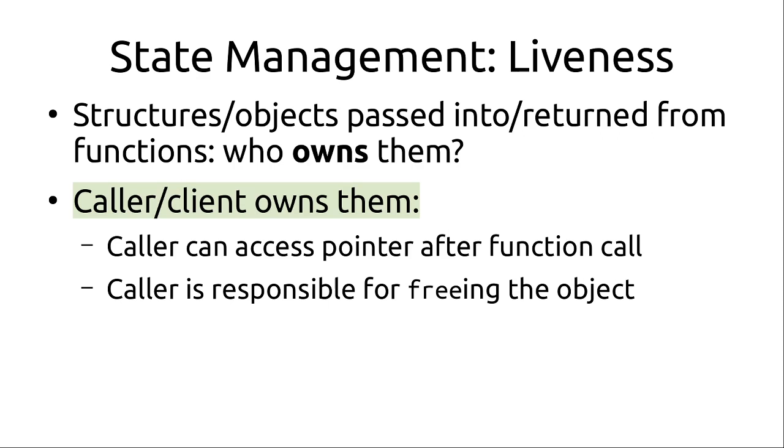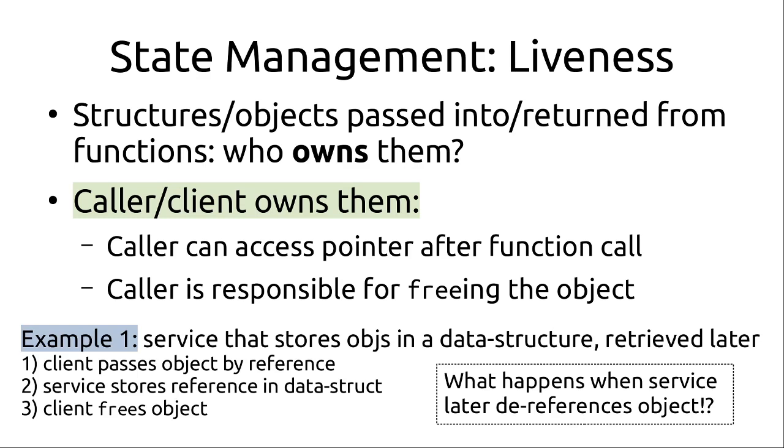The caller is usually responsible for freeing the object in this case. If the caller owns it, then the caller must free it, right? Okay, so two examples. Example one, a service that stores objects in some sort of a data structure that can be retrieved later. Just imagine you have a data structure that stores objects. Now let's go through a case where the caller owns those objects that are going to be stored in the database if we implement that in this API.